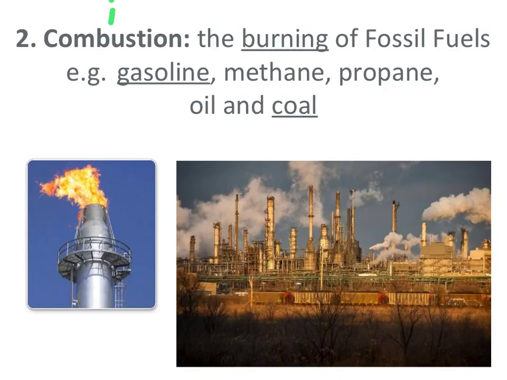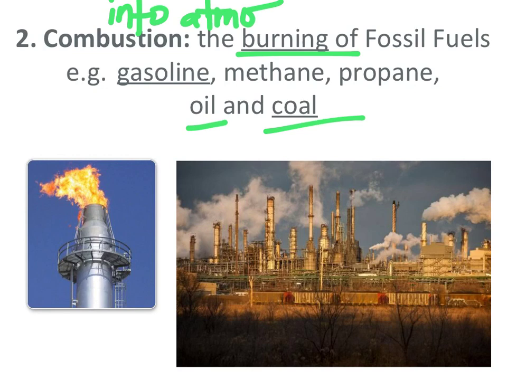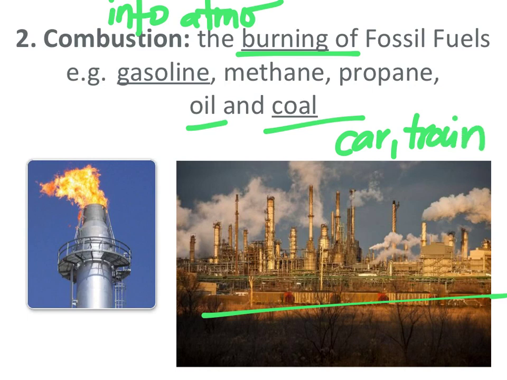Another example of how carbon gets into the atmosphere is going to be combustion. Combustion is the burning of fossil fuels, things like oil and coal, in different ways, like factories, you can see here, refineries, transportation, like cars or trains, electricity. All those things use fuel, most of them fossil fuels, and in the process we release CO2 into the atmosphere. So there's large amounts of CO2 going into the atmosphere through combustion.